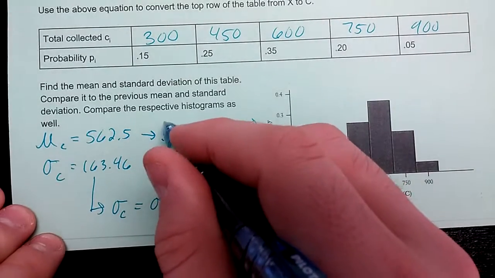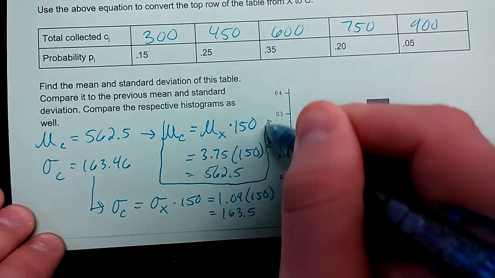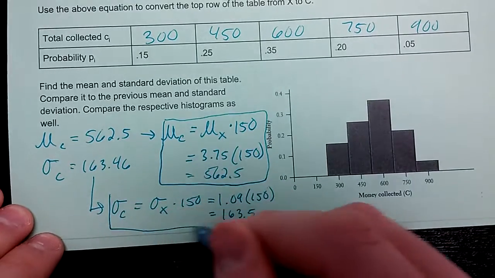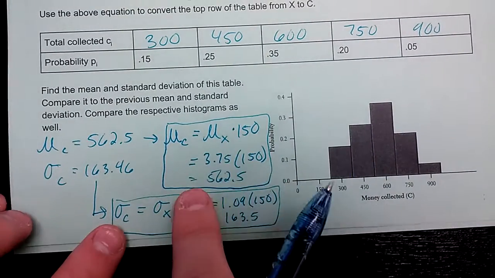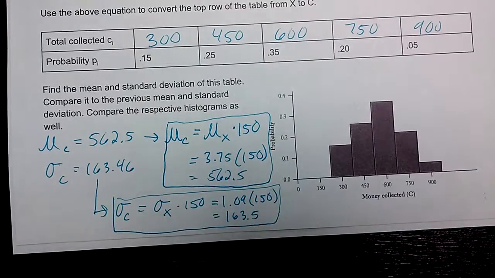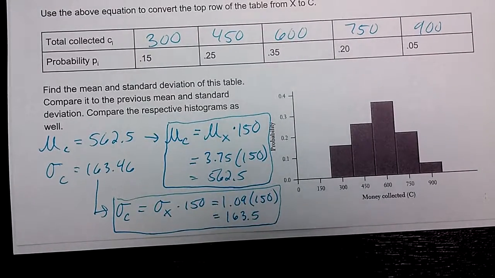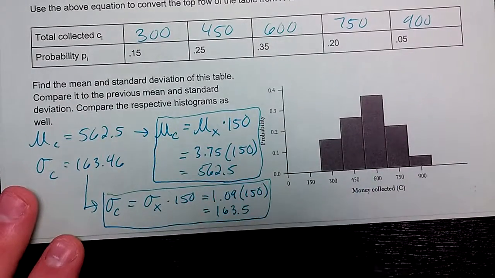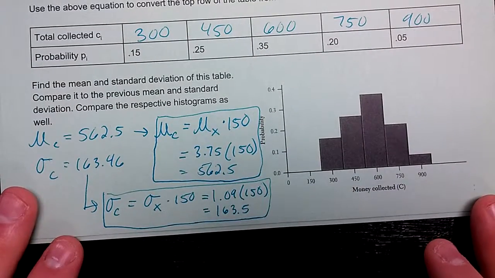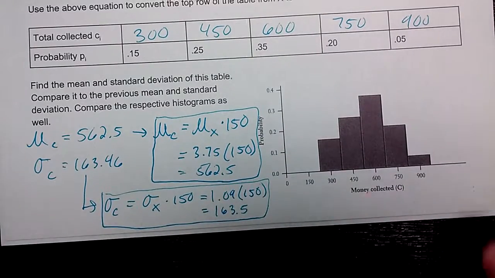So this here is your shortcut for finding the mean, and this is your shortcut for finding the standard deviation. All you have to do is multiply your mean and standard deviation by the factor you multiply every single data value by. So instead of retyping this into the calculator, use these two shortcuts to find the new mean and new standard deviation. It's just a factor of 150 difference.